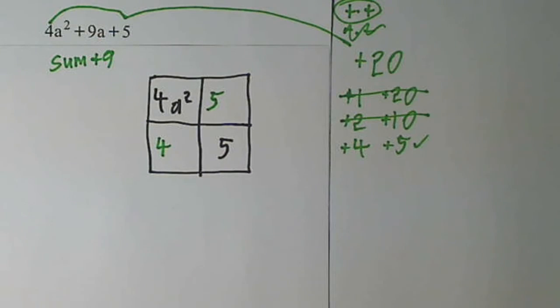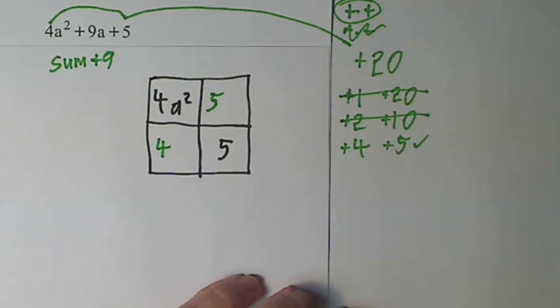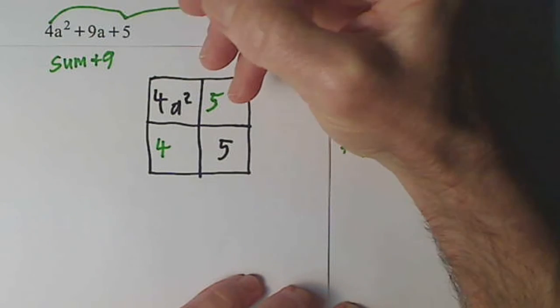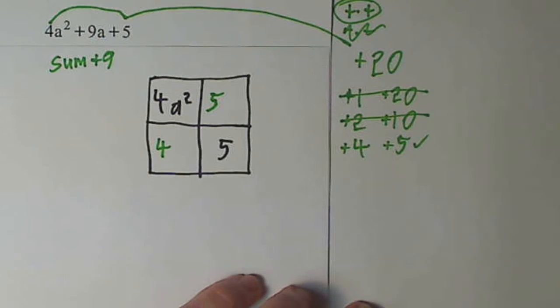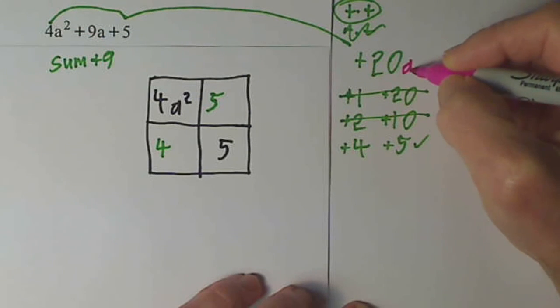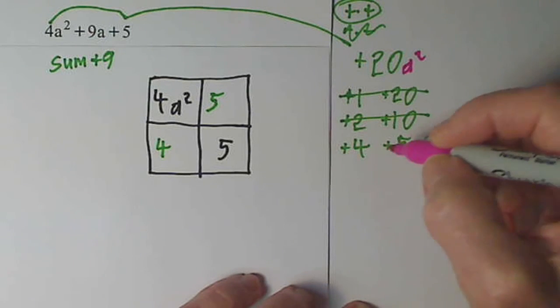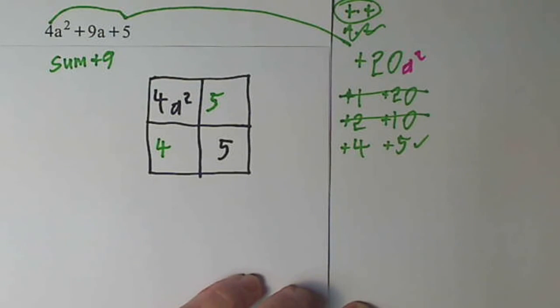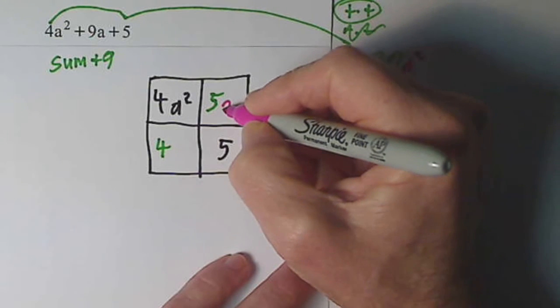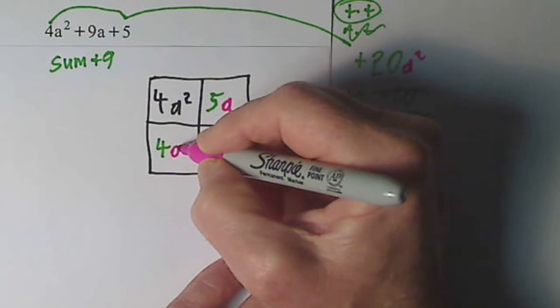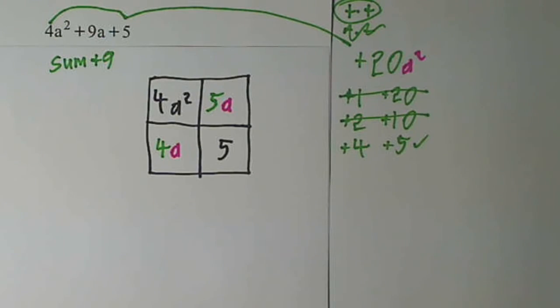Here's my 5. The other thing that you basically just have to remember is I really multiplied 4a squared times 5. That gave me 20a squared. So there's an a sitting by each of these. But it's too much trouble to write all that. So just remember, you have to plug in an a here, and you have to plug in an a here.